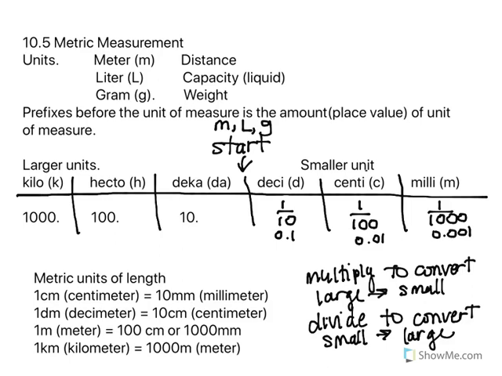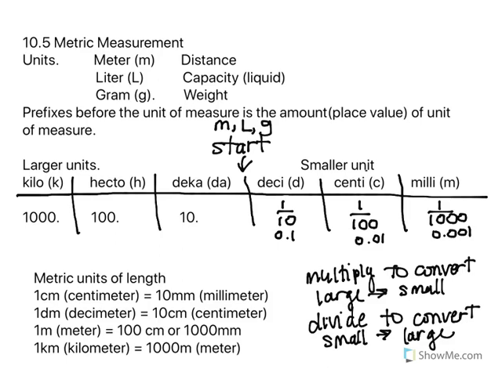So meters, liters, and grams are used throughout metric measurement, and there's a prefix in front of them. The prefix lets us know how big it is. For example, there's kilo, hecto, deca, deci, centi, and milli. And in order to understand kilo through milli, you have to remember our powers of 10.